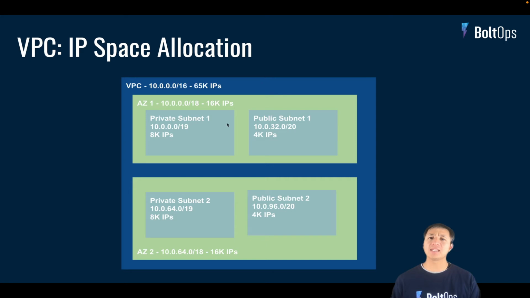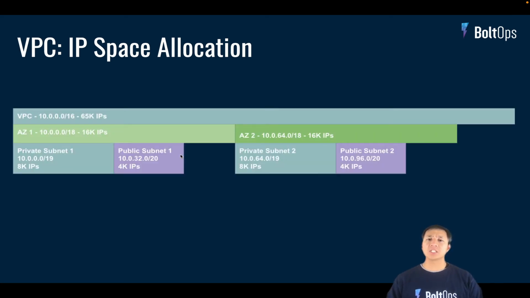So an easy way to think about this is AZs kind of contain subnets, okay? Let's see what else. That looks pretty good. So next slide. This one is just showing space IP allocation once again, just in another form, just to drive home the point that the VPC has 65,000 IPs here.